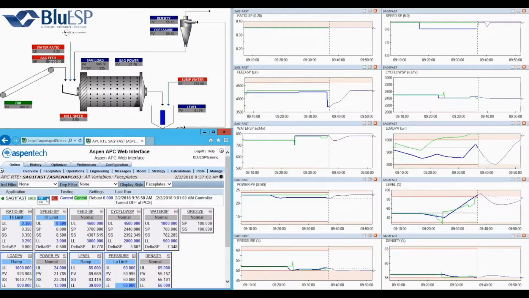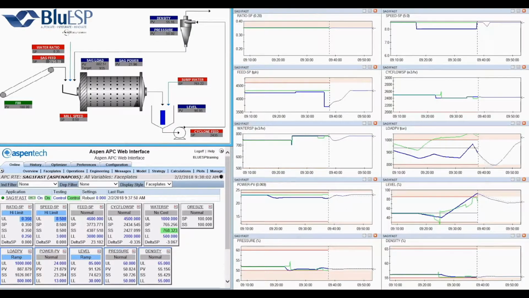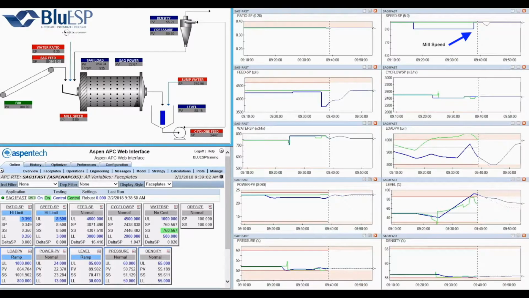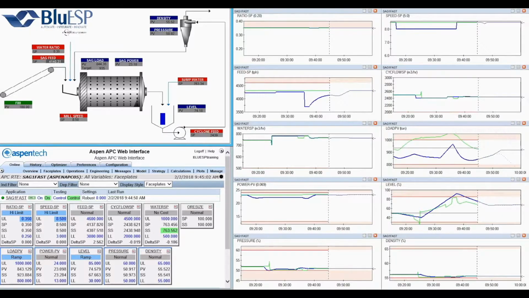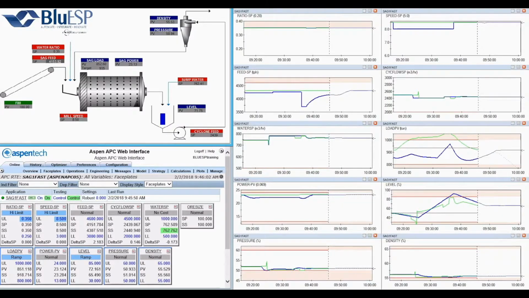The operator checks the time and sees that it is almost lunchtime. He puts the real-time control and optimization solution in autopilot. The technology increases the mill feed rate and mill speed to reach the optimum mill load and sump level targets that maximize throughput and mill efficiency, and reduce energy requirements for the same throughput.